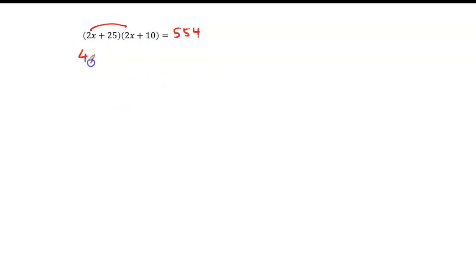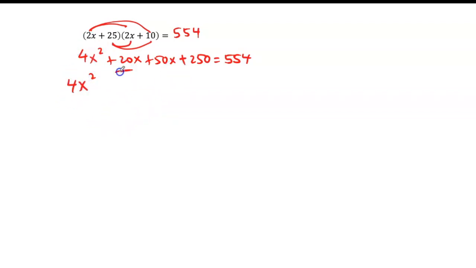2x times 2x is going to give me 4x squared. 2x times 10, 20x. 25 times 2, 50x. 25 times 10, 250 equals 554. Remember, I have a quadratic, so the whole idea now is to make it equal to 0 and then use the quadratic formula or some kind of factoring. So let's combine like terms right now. 4x squared, 20 and 50, that's going to give me 70x. Bring down the 250 equals 554.